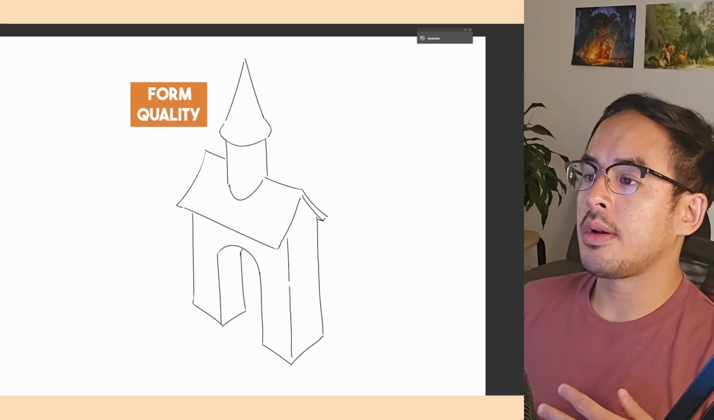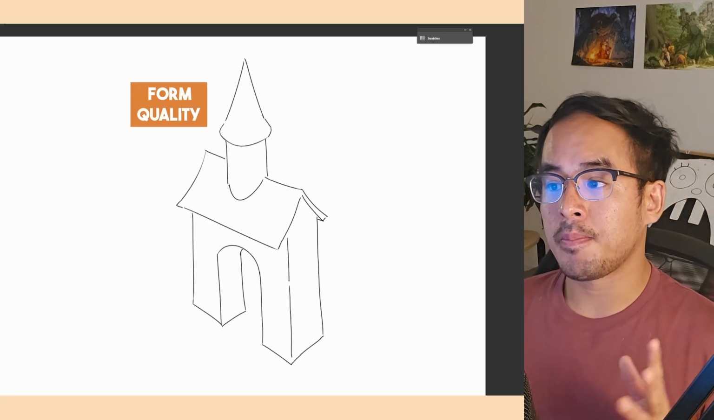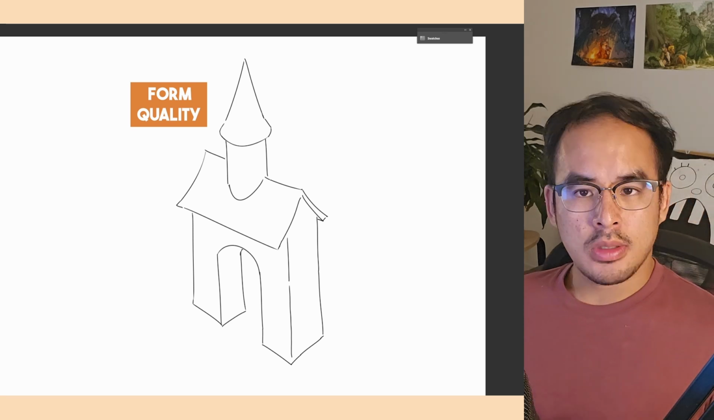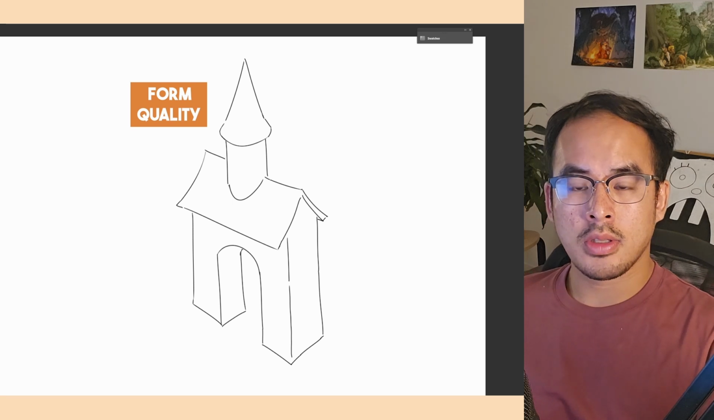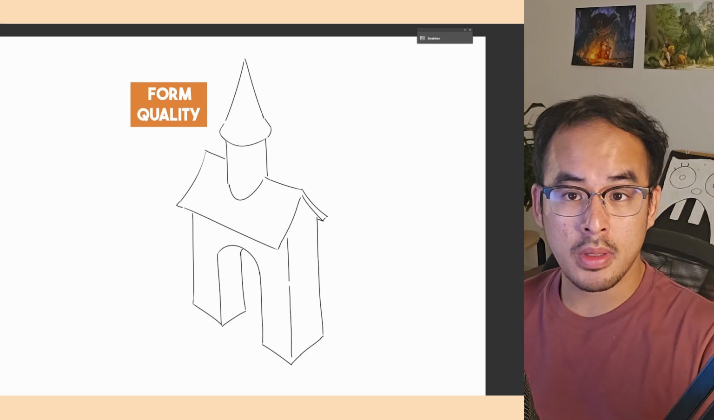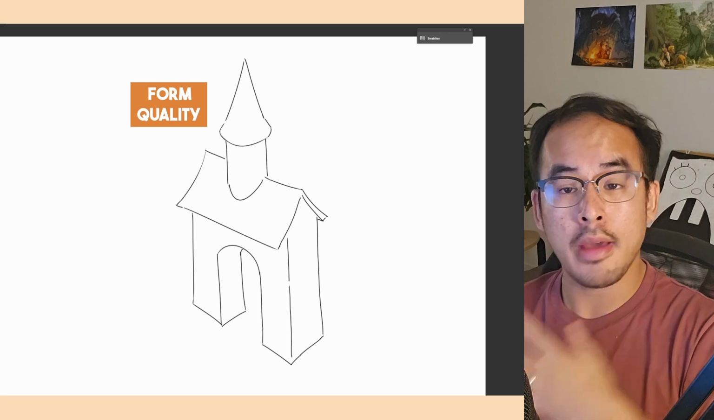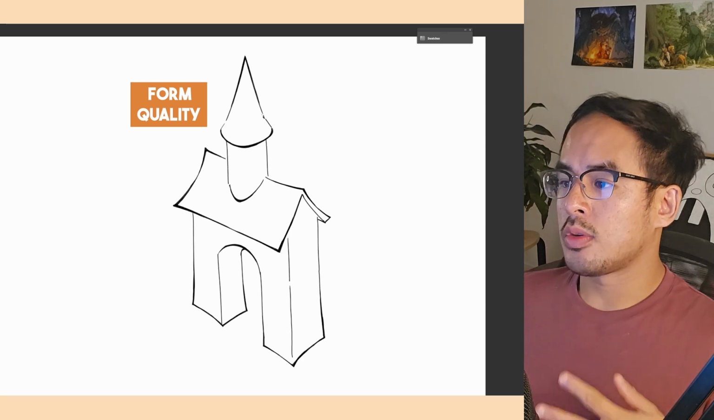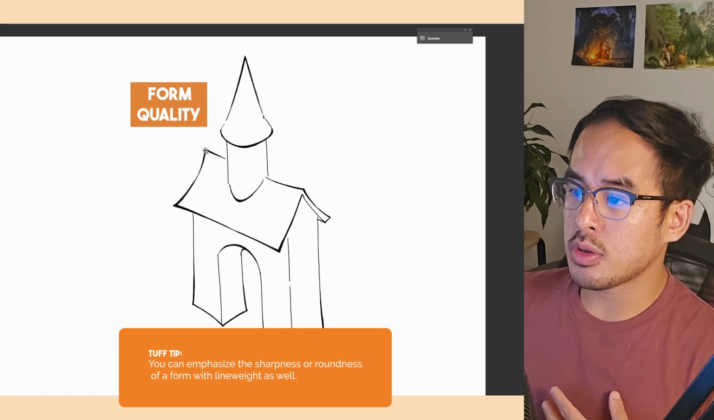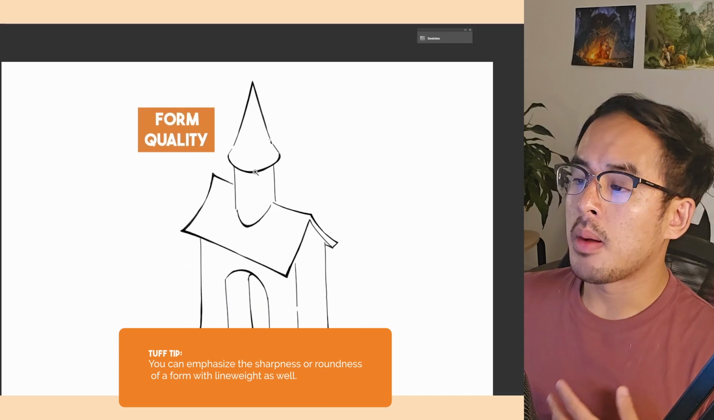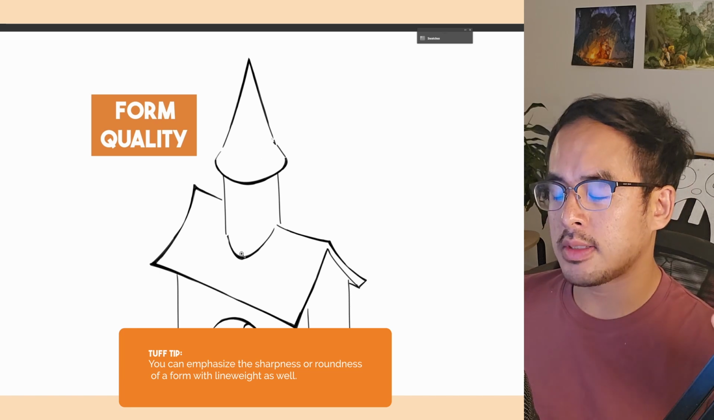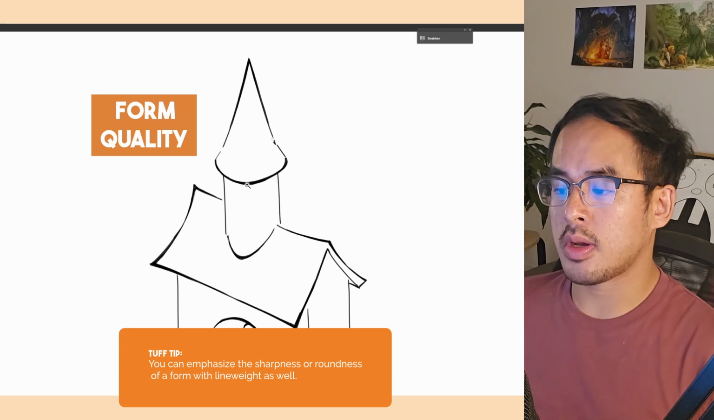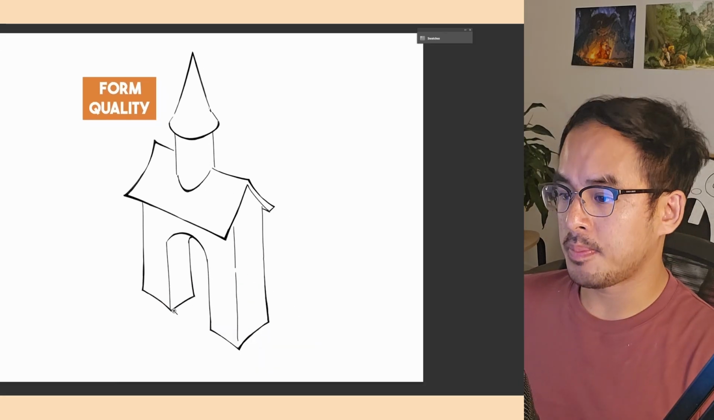All right, another one, and the last one that we'll cover today, is going to be form quality. What I mean by that is there are some forms that are going to be rounder than others, and some forms that are going to be sharper than others. So what you want to do is actually emphasize the quality of those forms. Here I emphasize the sharpness of certain objects, such as the tips here, but at the same time emphasize the roundness of certain objects by making the part where it's the roundest extra emphasized with line weight.